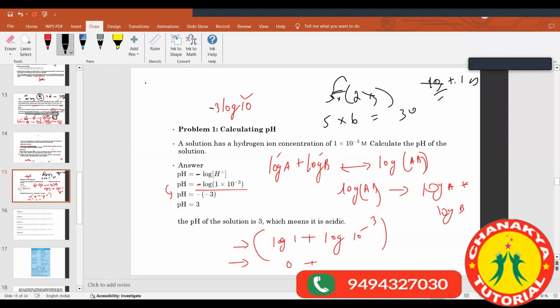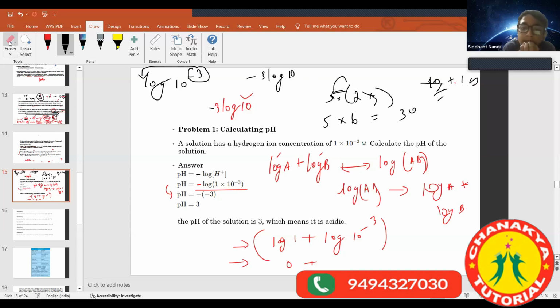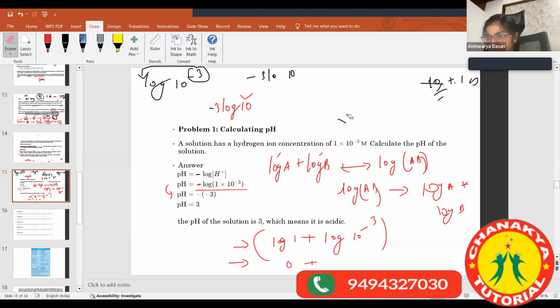I'll tell you again, whenever there is a log, a number and a power of that number, I can take this power of the number and put it as a coefficient of this log. That is basically minus 3 log 10. Yes? Yes, ma'am. Everybody, yes? Hamza?